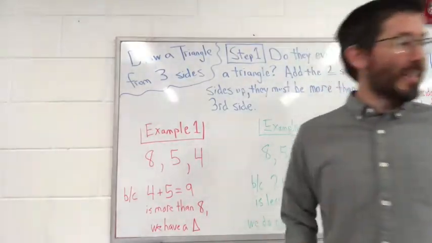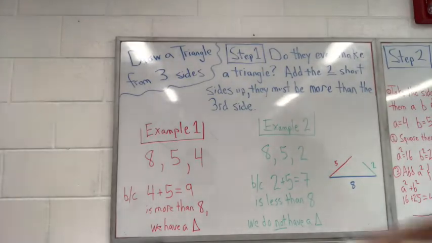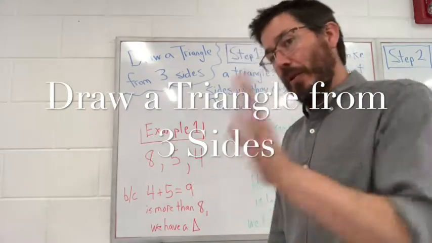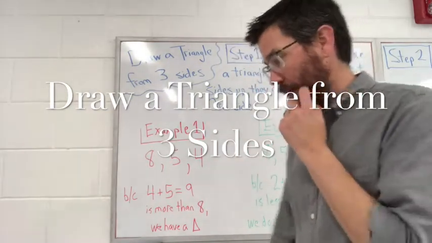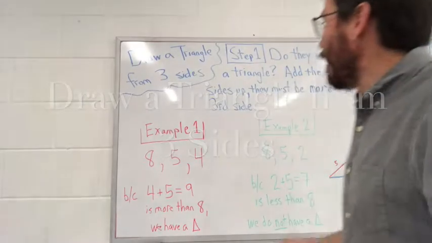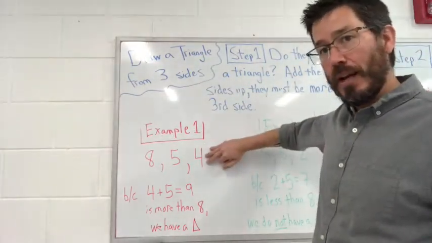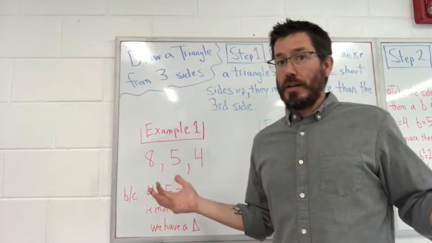So what are we doing today? We are drawing a triangle from three sides. There's two skills we're going to do here. They're both kind of simple, but very specific. The first skill when we draw a triangle from three sides is I'm going to give you three numbers, and I'm going to say, we're going to draw that triangle.